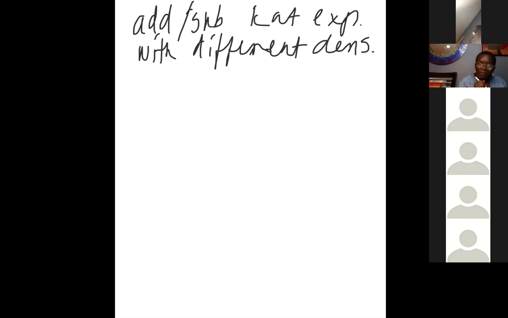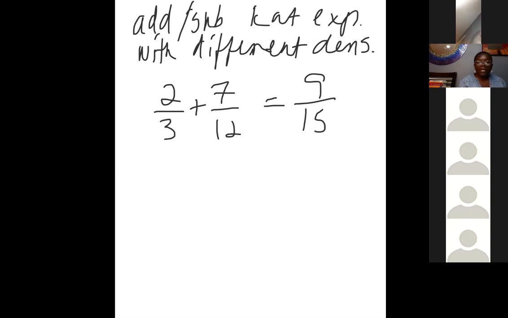In grade school, you guys had problems like this: 2/3 plus 7 over 12. I've had students who've done this: 9/15. Guys, that is wrong. Think about this, okay? 2/3 is slightly more than a half. 7/12 is slightly more than a half. If you were to add them together, you would at least get 1. The answer would be greater than 1.